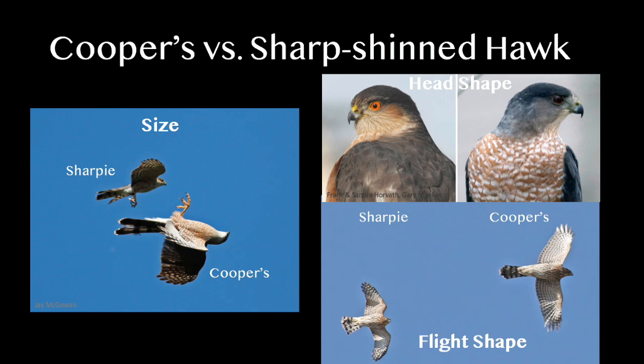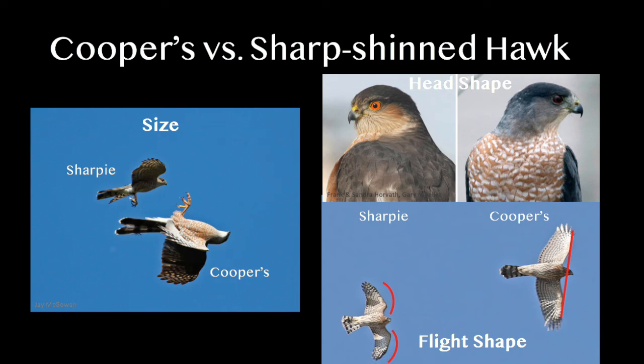In flight, the shape of the birds is fairly different. The Cooper's hawk will have its wrist about even with its shoulder, creating a flat leading edge, while the sharp-shinned hawk will have the wrists pushed forward, almost like they're shrugging. I like to think Sharpies shrug to remember this trait.